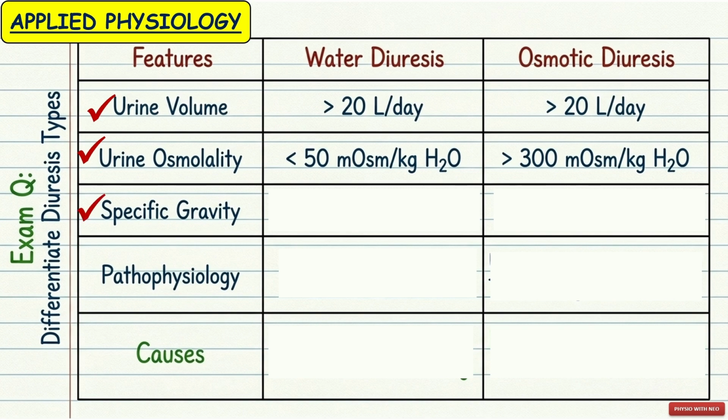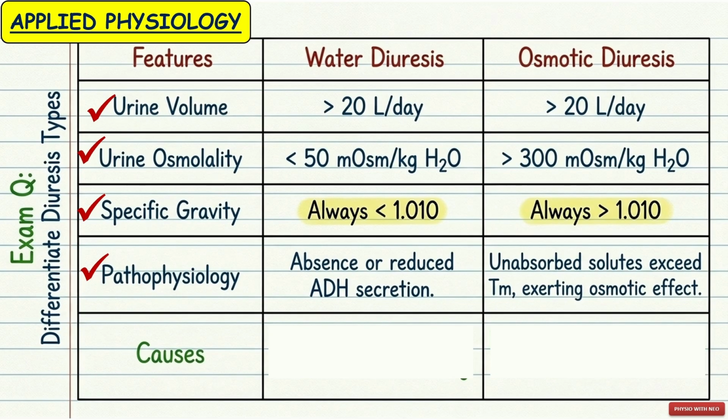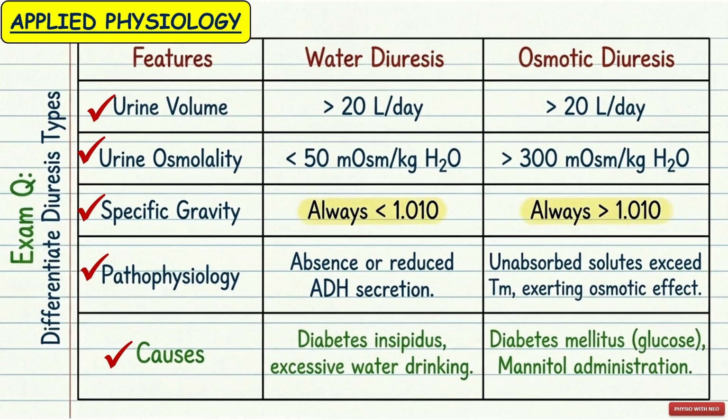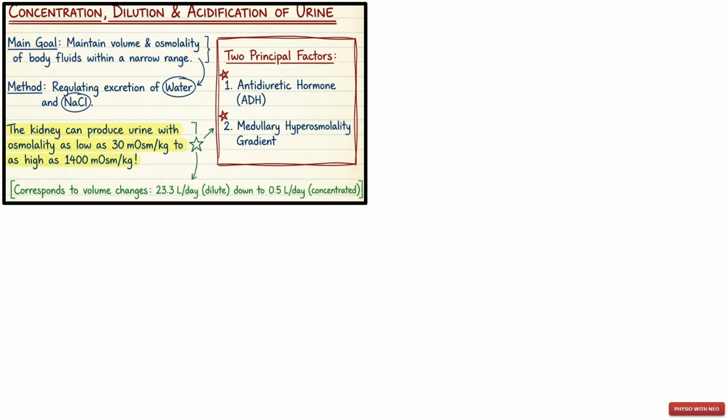Specific gravity of urine in water diuresis is always less than 1.010, whereas specific gravity in osmotic diuresis is always more than 1.010. The pathophysiology of water diuresis is absent or reduced ADH secretion, whereas the pathophysiology of osmotic diuresis is unabsorbed solute exceeding the tubular maximum, exerting the osmotic effect. Now, the main causes of water diuresis are diabetes insipidus or excessive water drinking, whereas the causes of osmotic diuresis are diabetes mellitus or mannitol administration.